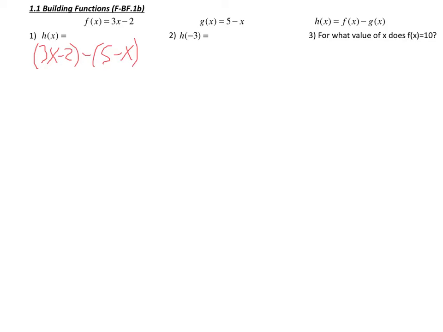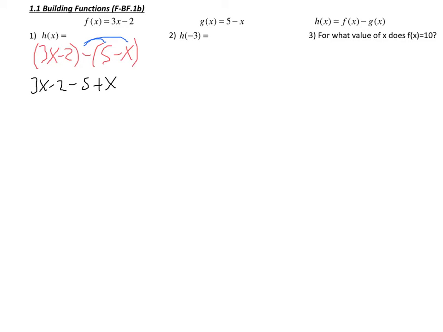In order to simplify that, what you got to realize is there's a negative here that has to distribute because you're subtracting both things in the second parentheses. Right here, you're subtracting both of those. So this 5 will become a negative 5, and that negative x will become a positive x. So take a look. You're going to end up with 3x minus 2, and that 5 becomes a negative 5, and that negative x is going to become a positive x.